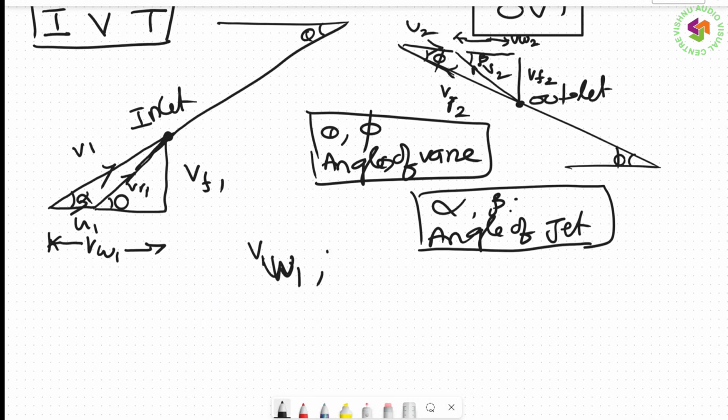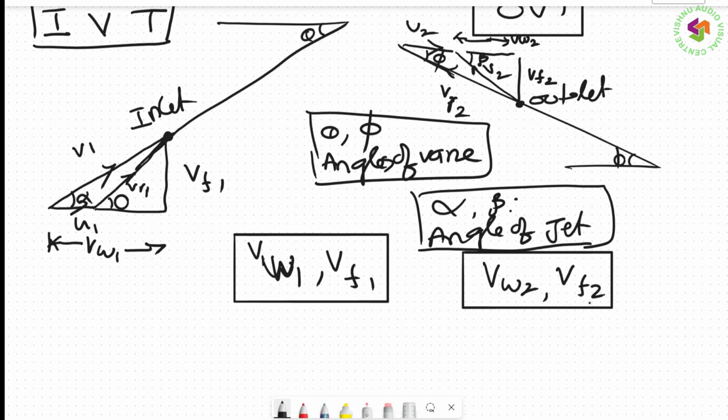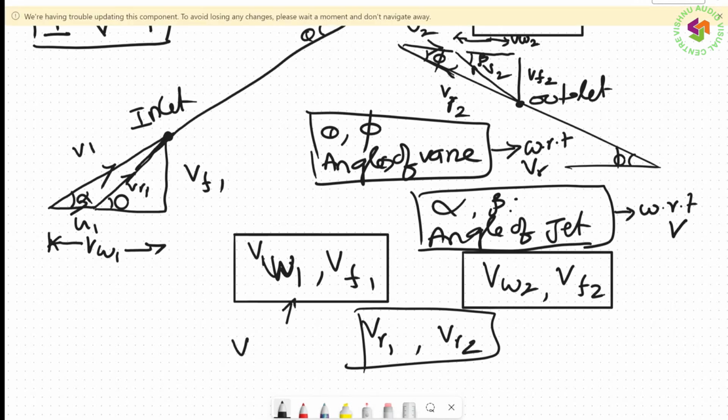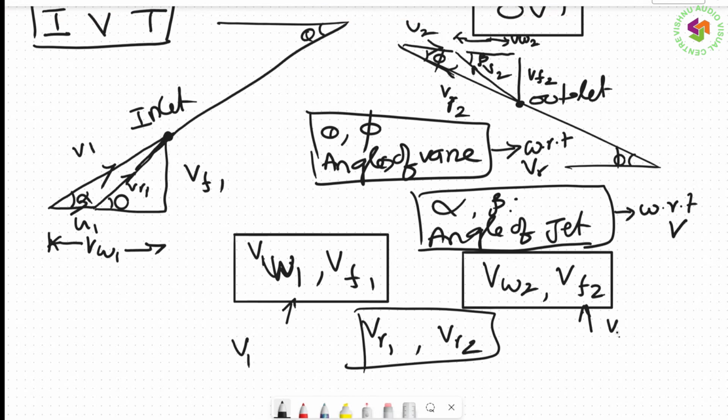VW1, VF1 are the horizontal component and vertical component of absolute velocity at inlet. VW2, VF2 are horizontal and vertical components of V2 at outlet. VR1, VR2 are the relative velocities at inlet and outlet. Remember, the angle of the vane is always with respect to VR. These are with respect to absolute velocity V1, V2. These are all relative velocities. So I completed this portion.